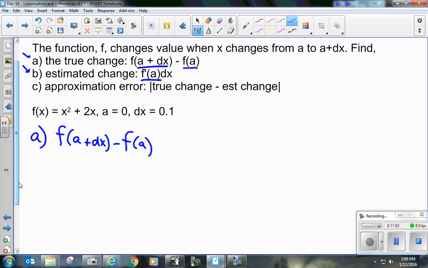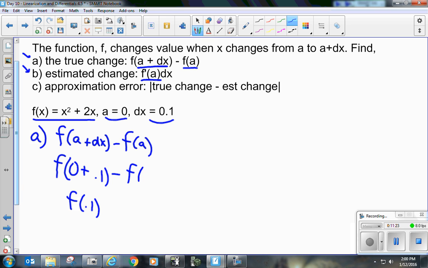So here's my function. I want to find the function of a, which is 0, plus dx, which is 0.1. So ultimately, I want to find f of 0.1, and then subtract f of a. Well, what's a? 0. And that's going to give me my true change. That's how much it actually changes.